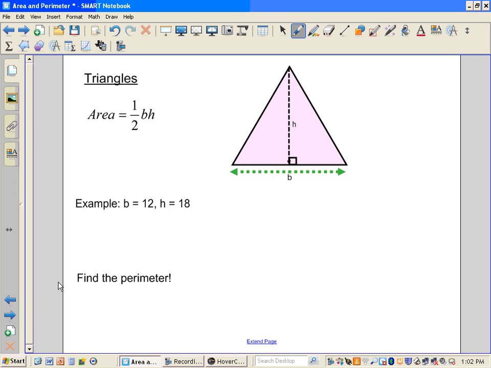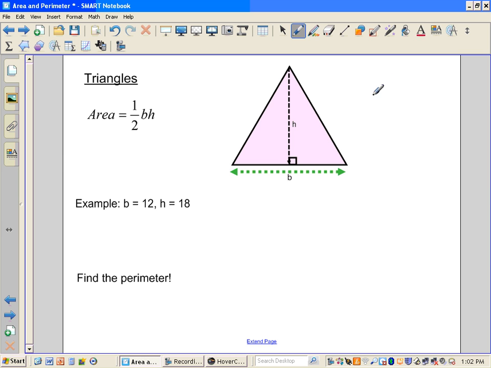If we look at the next example, we have triangles. The area of a triangle is 1/2 the base times the height. Just to clarify, the base is the base of the entire triangle. The height has to meet the base at a right angle, so the height and the base have to be perpendicular to each other.